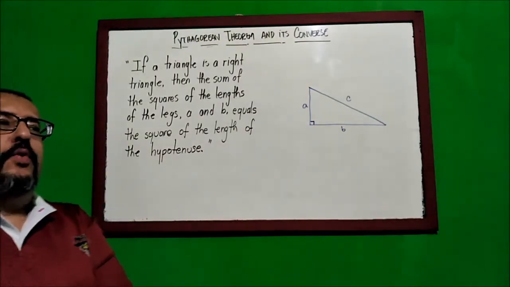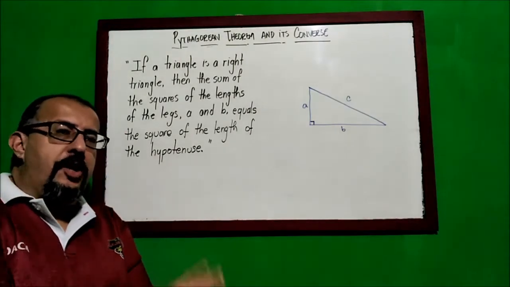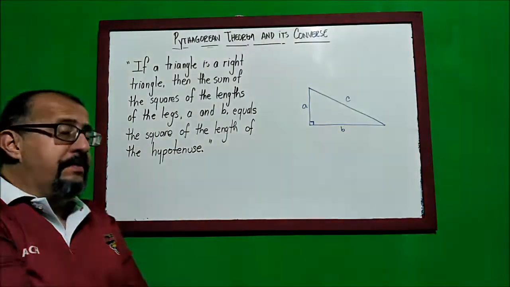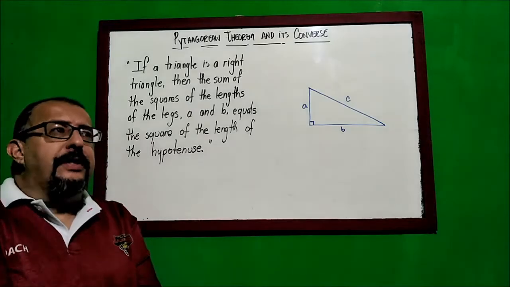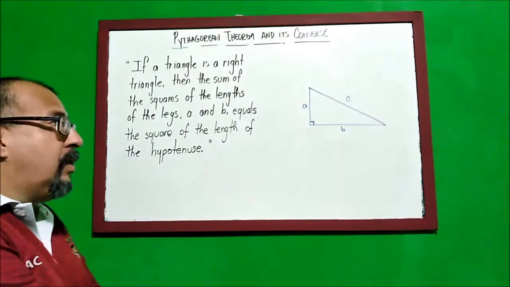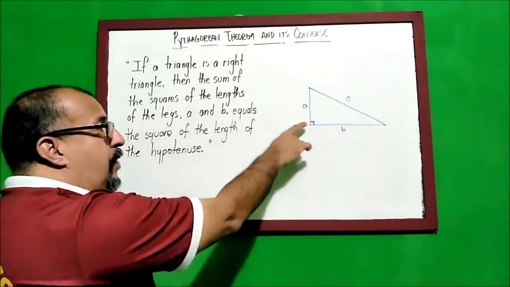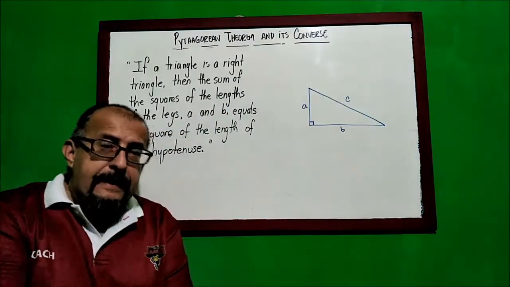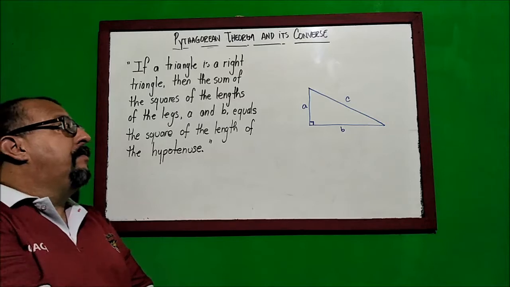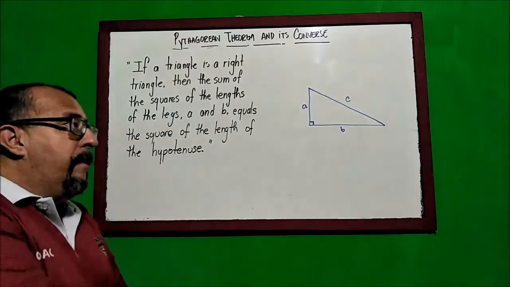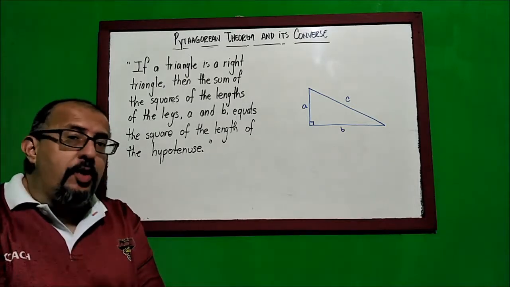One of the most important theorems in geometry and algebra is the one that is called the Pythagorean Theorem. Why is it so important? It is because when you want to measure a triangle that has the characteristic that it is a right triangle, then the Pythagorean Theorem is of a lot of help. Now, basically, what is the Pythagorean Theorem talking about?